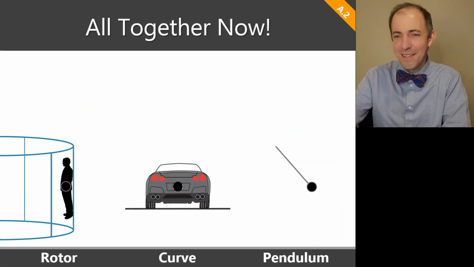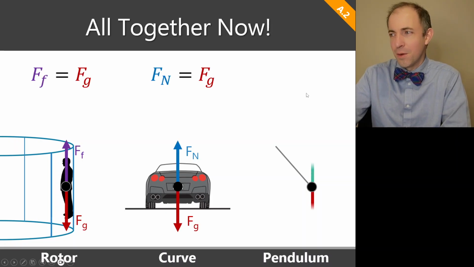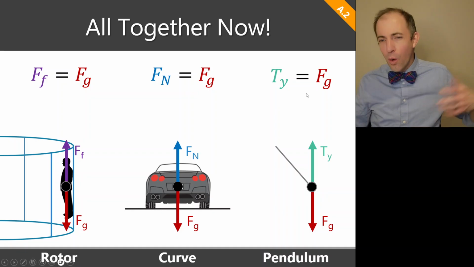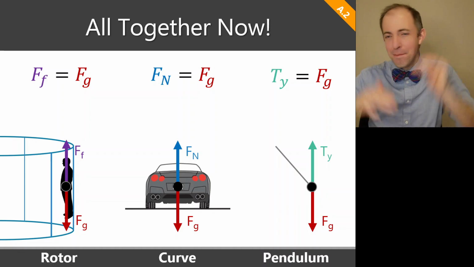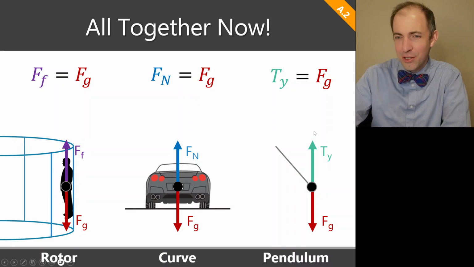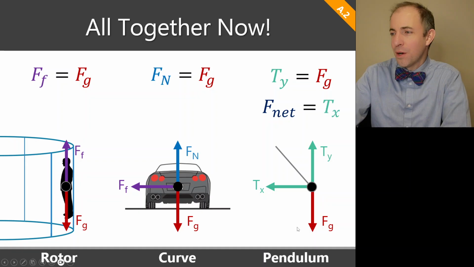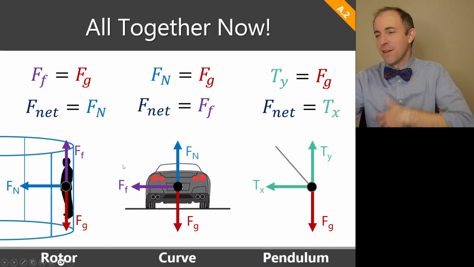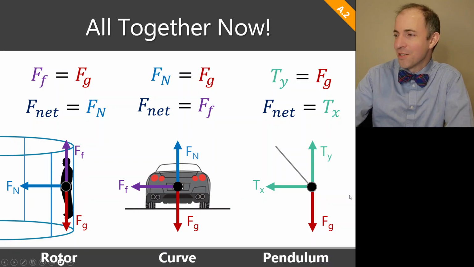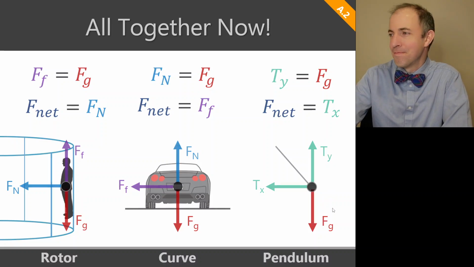All right, so seeing all of these in the same place, each one of these had a situation where the vertical forces canceled because we had no overall force moving up or down. In this last one, it was the tension in the y direction canceling out the force of gravity. And in each one of these, there was an inward facing force. And that inward facing force is the force that remains after everything cancels. So that is the net force causing the circle to happen. That's equal to the x component of your tension.